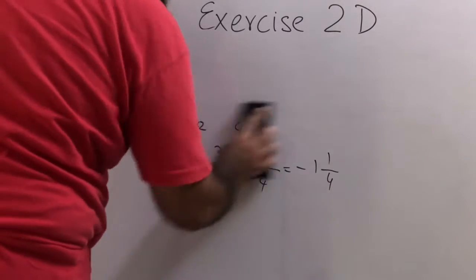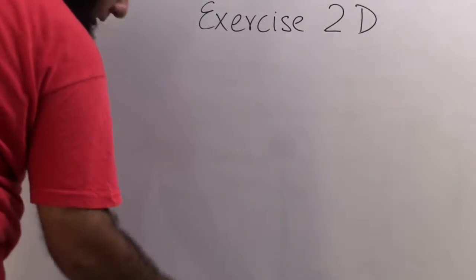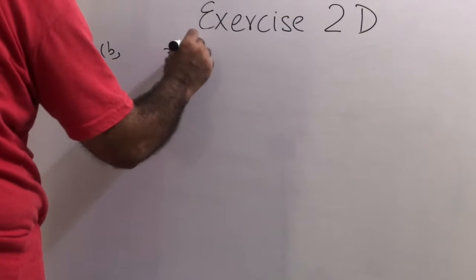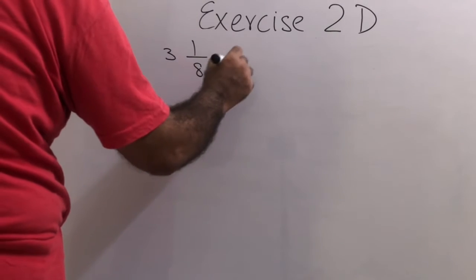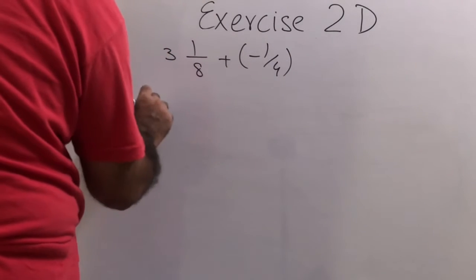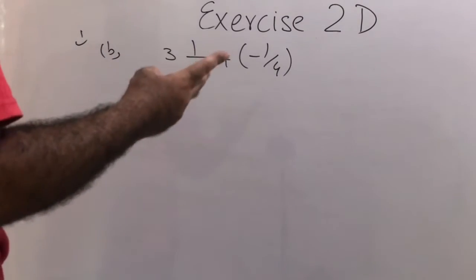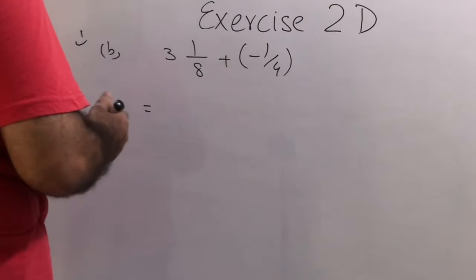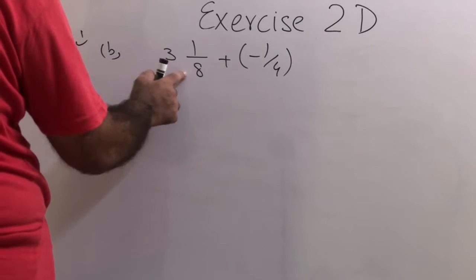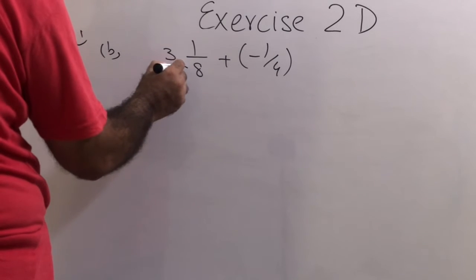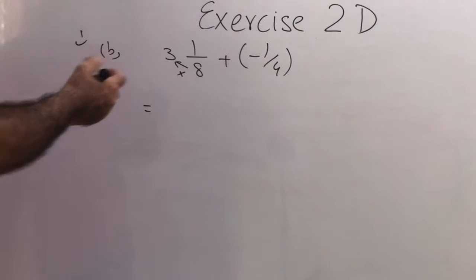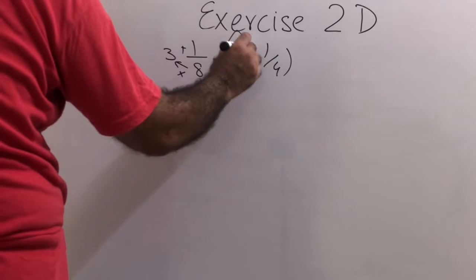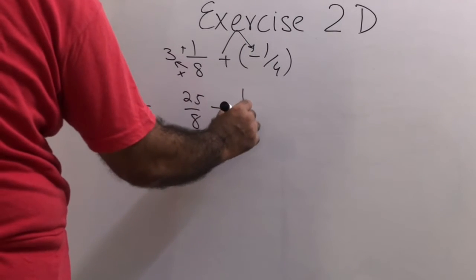Now we'll be doing part B. Part B says 3 whole number 1 over 8 plus minus 1 over 4. The very first step is that in one step we will be doing 2 things. First, we will convert it into the normal fraction. 8 3s are 24, 24 plus 1, we are trying to bring it into improper fraction. That is 25 over 8. Plus will be multiplied with the minus, we get minus 1 over 4.